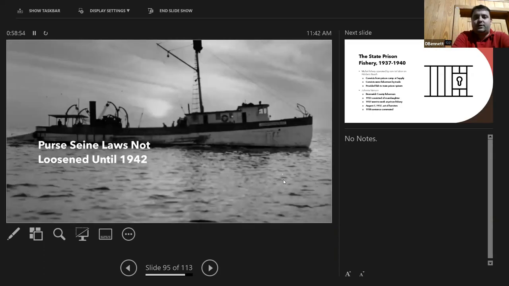So the purse seine laws weren't loosened up again until 1942 with the United States entering World War II and that need for lots of food fish to be committed to the home front so other foods can be committed to US troops overseas.